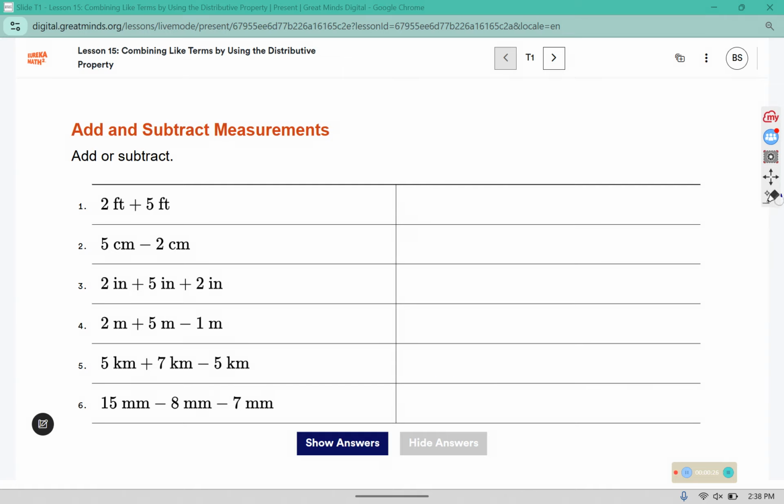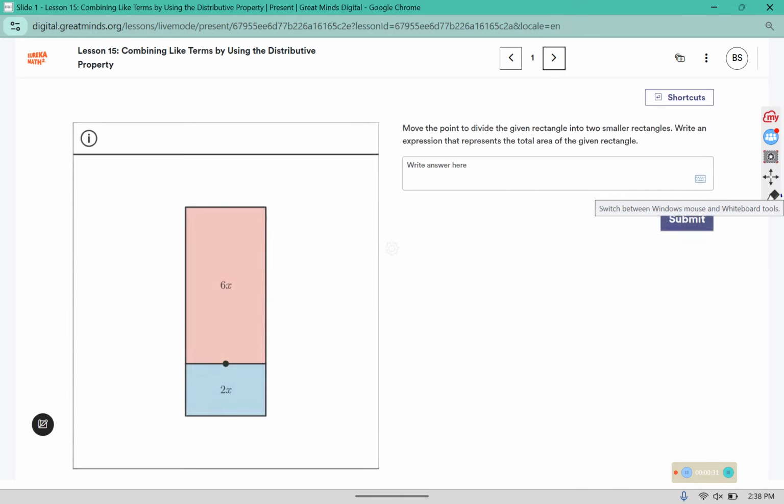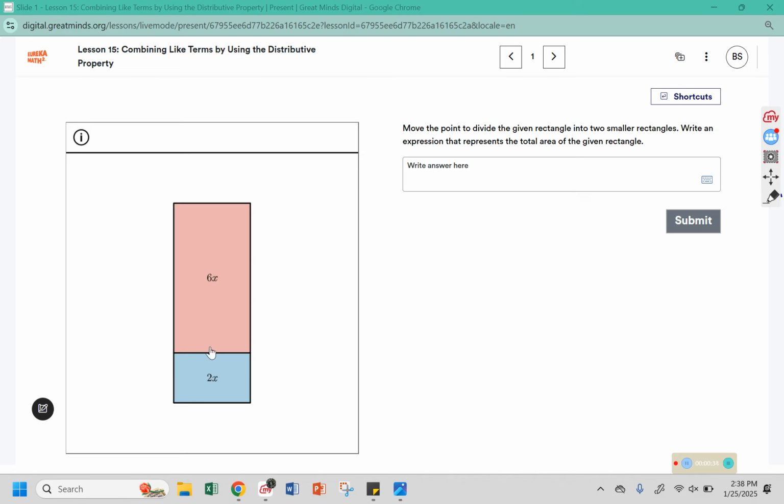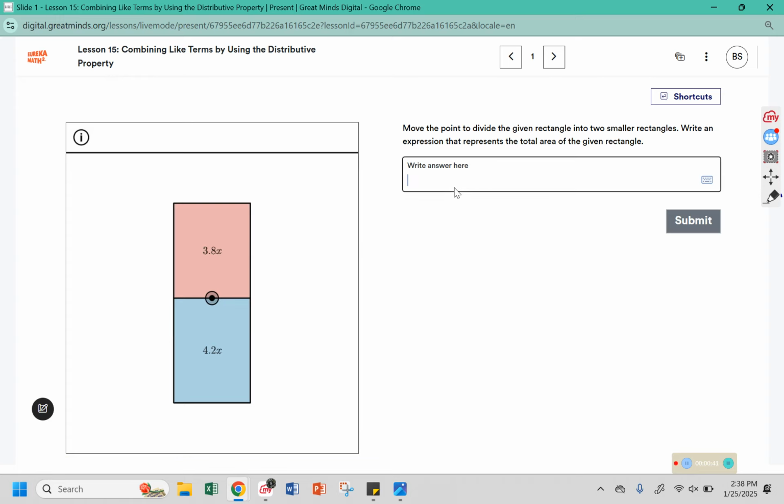This is a digital lesson, so feel free to follow along on your computer or take notes in your workbook. We're going to move this point to split it into two small rectangle pieces. And then we're writing an expression for the total. So the total is a word that indicates addition here. We'll add the red rectangle and the blue rectangle together to get the total.